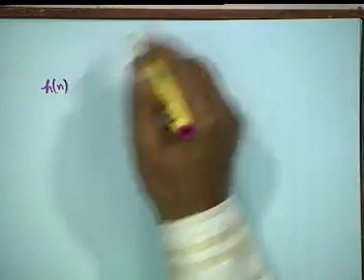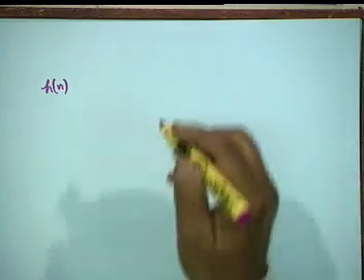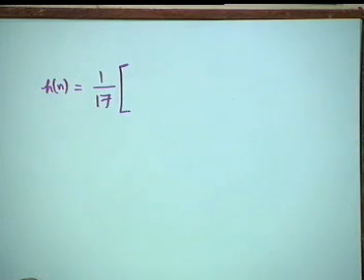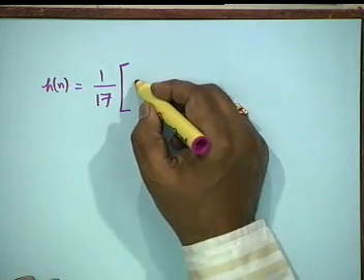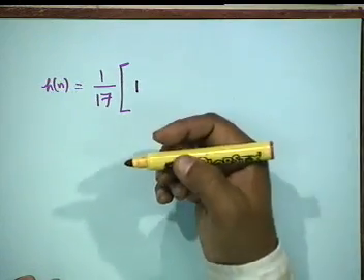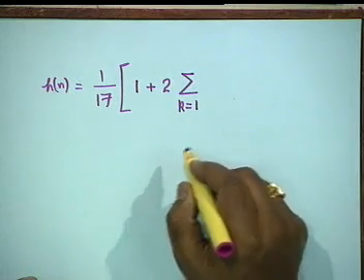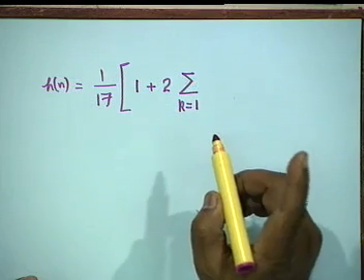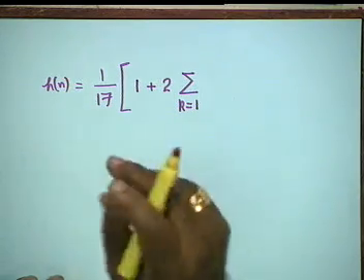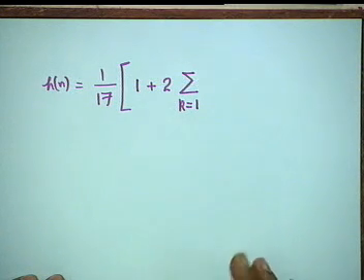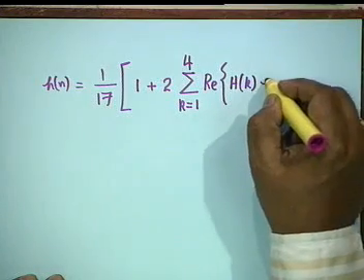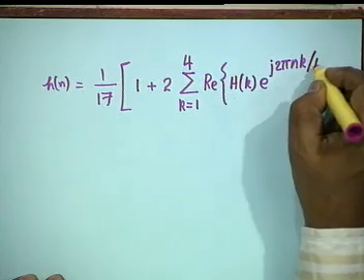Now, once you have obtained this, how do you obtain h of n? h of n is, if you remember, 1 by 17, then H of 0, the sample is 1, the angle is 0, so 1 plus twice the summation k equal to 1 to, capital N is 17, so you should go up to 8, but the magnitude samples are 0 beyond 4. Do you understand this? Between 5 and 8 the samples are 0, so you have to go only up to 4. Then the real part of H k e to the power j 2 pi n k by 17.